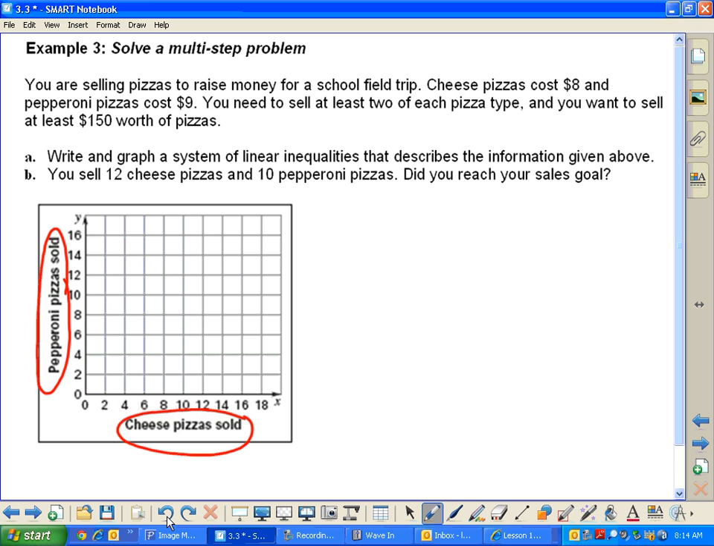Kind of like 55 in last night's homework with the acoustic guitars and the electric guitars. Go ahead, Jackie. Excellent. And then we have that last sentence there. It says you need to sell at least 2 of each pizza type.